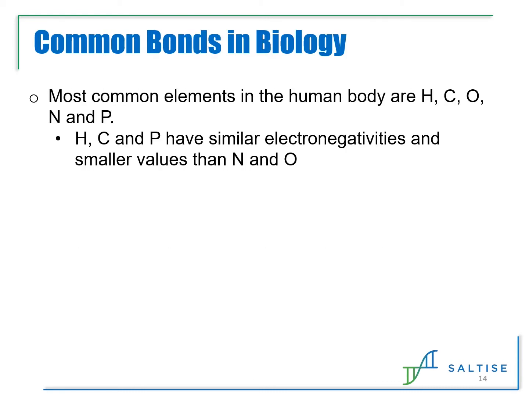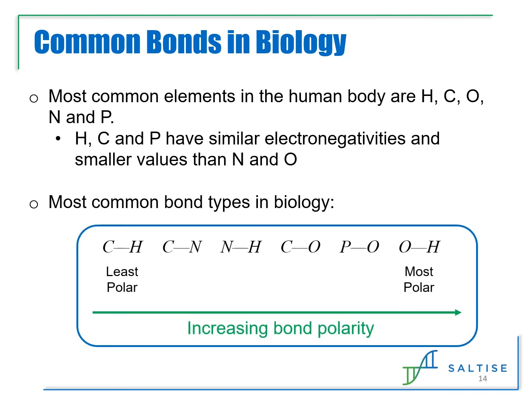The most common elements in the human body are hydrogen, carbon, oxygen, nitrogen, and phosphorus. And so the most common bond types in biology are carbon-hydrogen, carbon-nitrogen, nitrogen-hydrogen, carbon-oxygen, phosphorus-oxygen, and oxygen-hydrogen. Since hydrogen, carbon, and phosphorus have similar electronegativities and their values are smaller than nitrogen and oxygen, the 6 bonds can be ranked in the order shown here based on bond polarity.